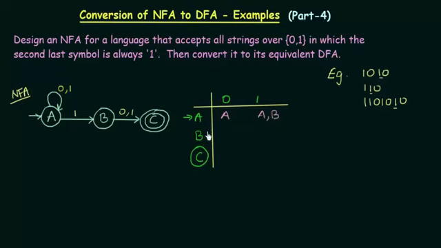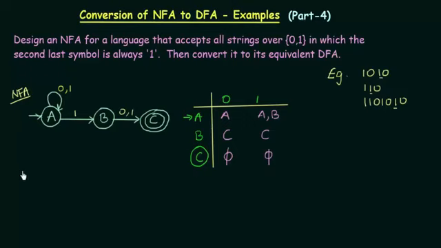Let's come to state B. B on getting input 0 goes to C. And B on getting input 1 goes to C. Okay, and coming to state C. C on getting input 0 goes nowhere. And C on getting input 1 again goes nowhere. So we mention it as phi, which means it does not go anywhere. Okay, so now we have completed the state transition table for the NFA.